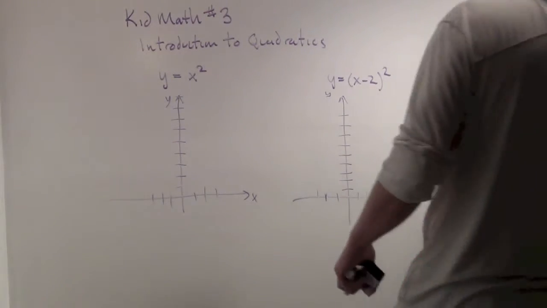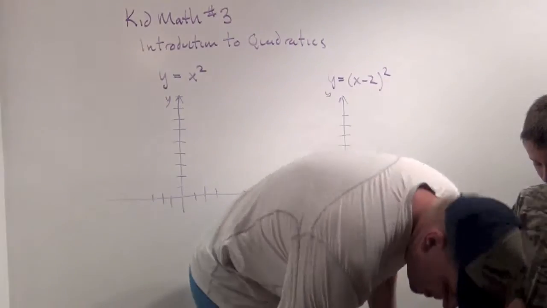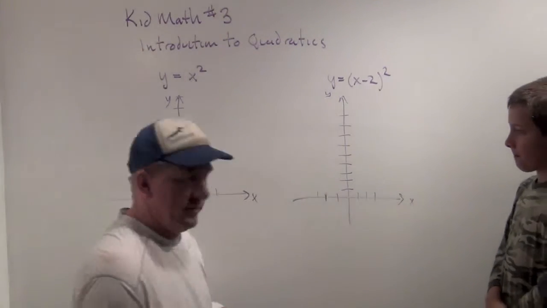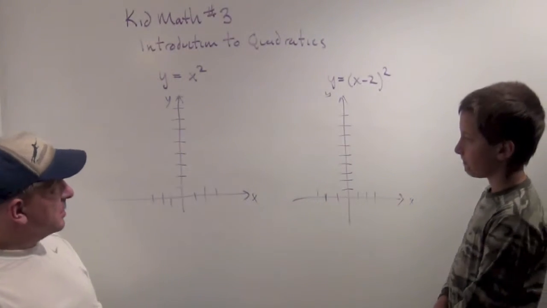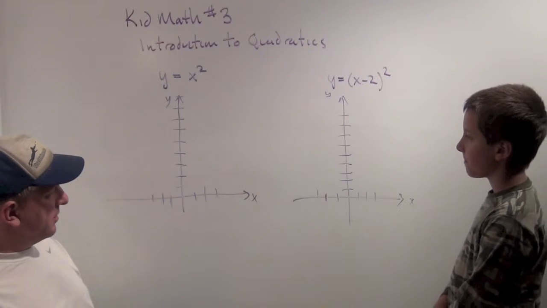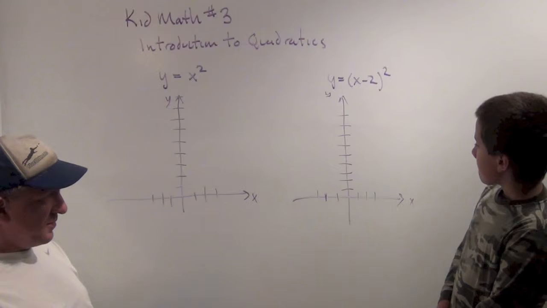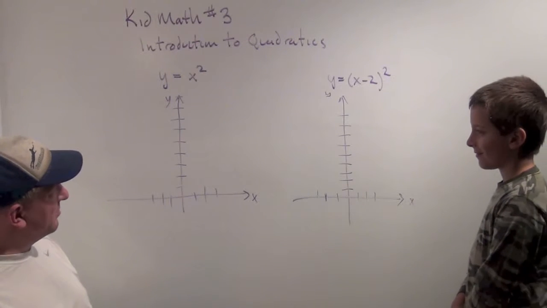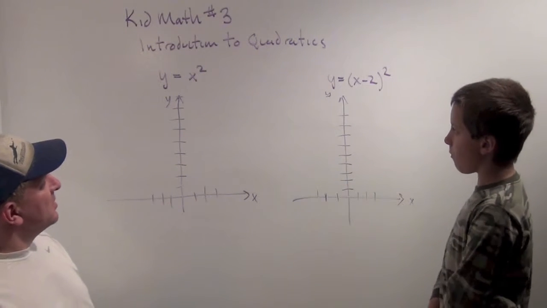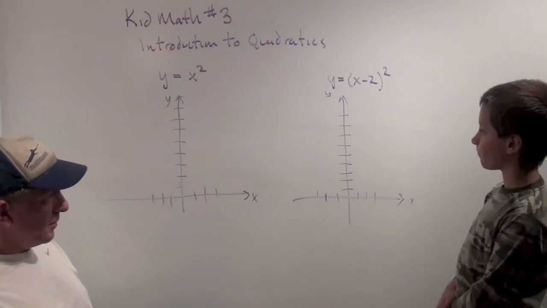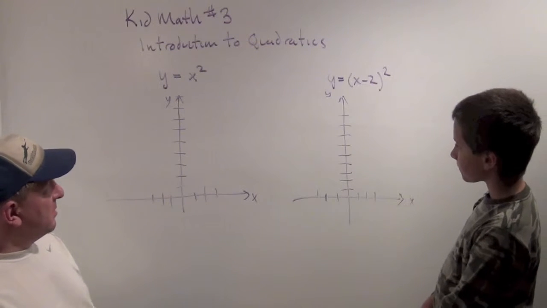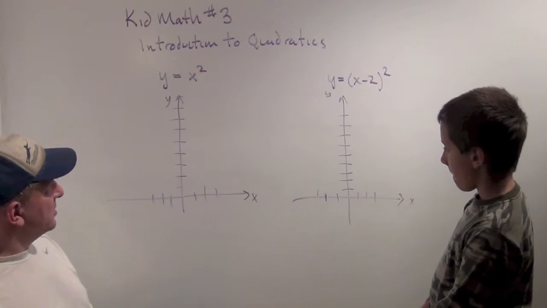KidMath number 3. On Monday we're going to start chapter 10 of the Art of Problem Solving algebra book. We were just doing some review to clear out the cobwebs from the summer, and we're doing some Khan Academy stuff this morning. Chapter 10 is about quadratic equations, so I thought we'd do a quick little introduction to quadratics.